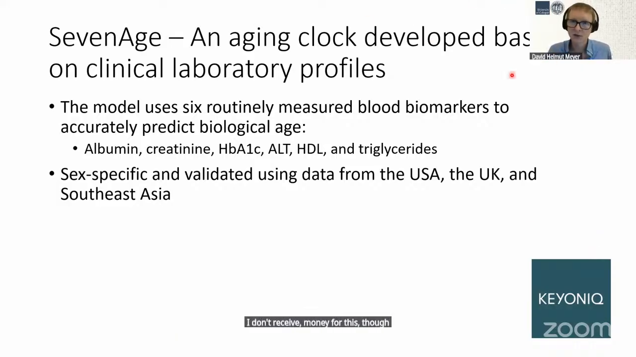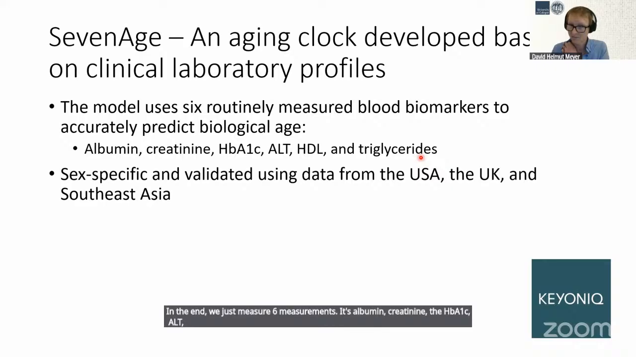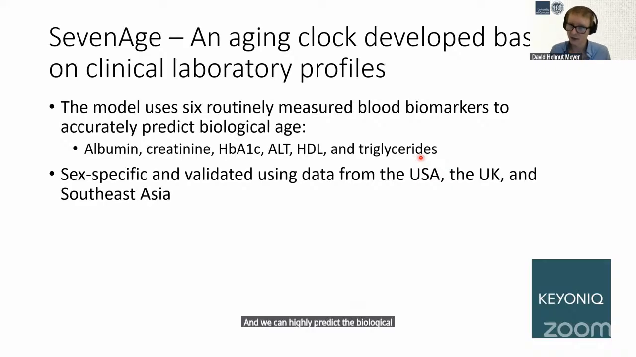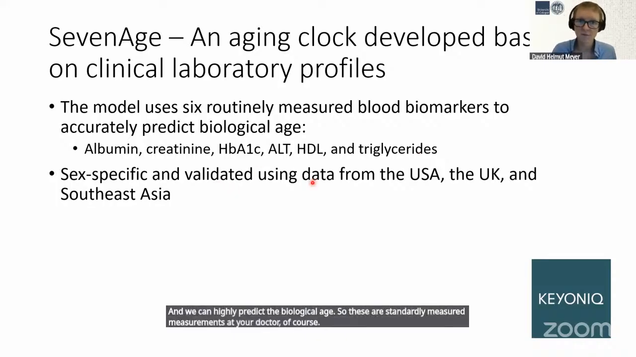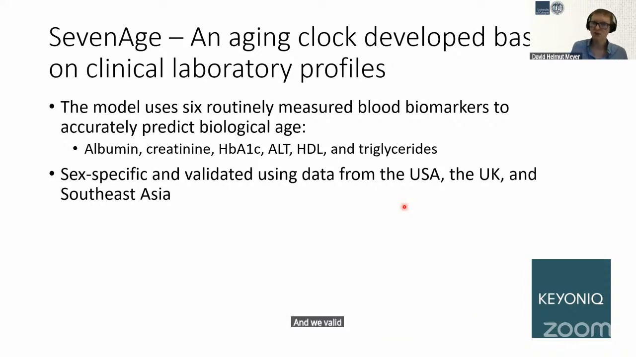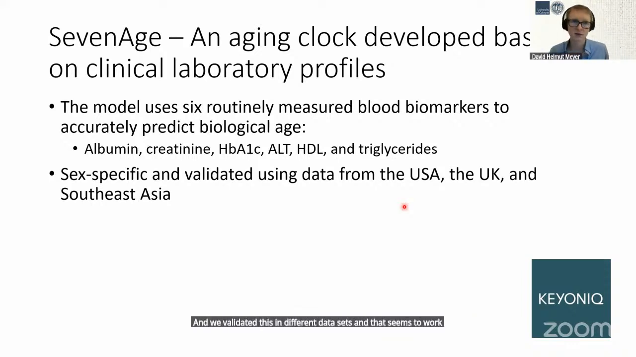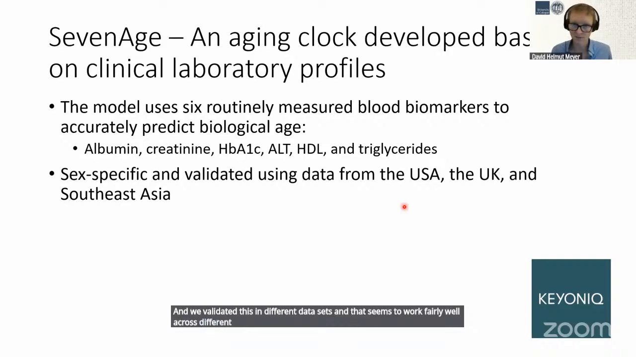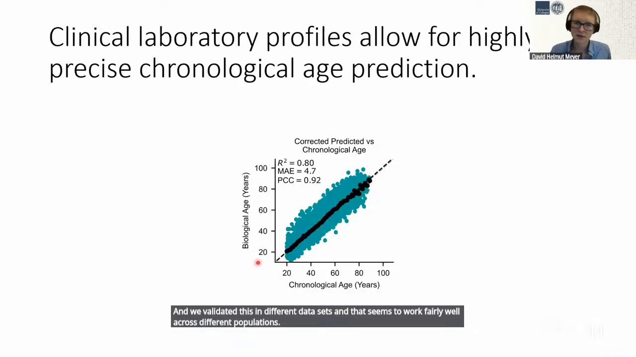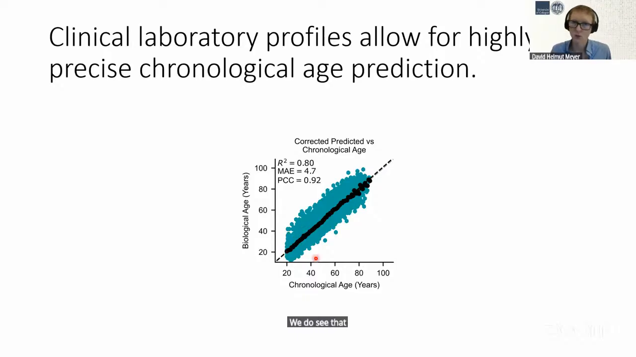And we developed an aging clock based on clinical laboratory profiles. In the end, we just measure six measurements: albumin, creatinine, HbA1c, ALT, HDL, and triglycerides. And we can highly accurately predict the biological age. These are standard measurements at your doctor, of course. And we validated this in different data sets, and it seems to work fairly well across different populations. We do see that it really nicely correlates with the chronological age.